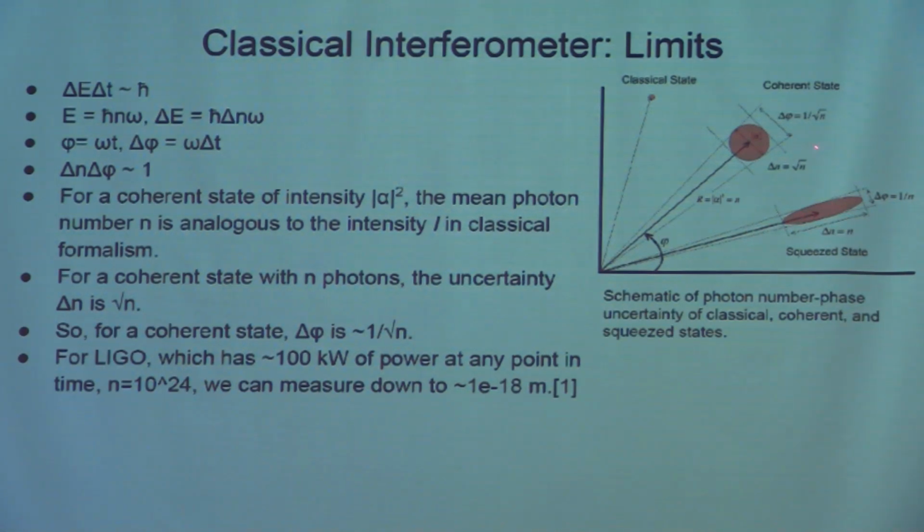If you do this opposite and you squeeze it in this direction, then it will be rotated 90 degrees. That will be uncertain in phase, but very certain in the number of photons, because this becomes a very narrow circle around here. This is the Fock state of the fixed number of photons. So delta n could be equal to n.